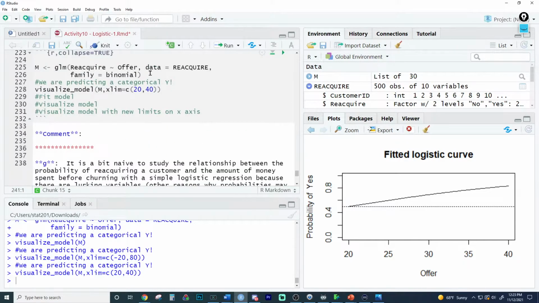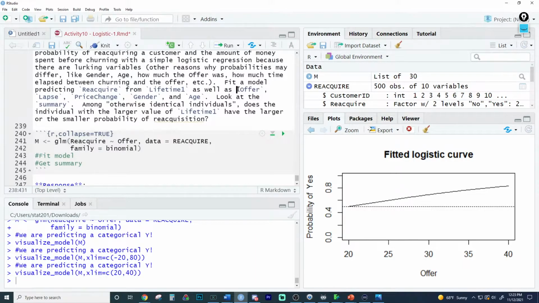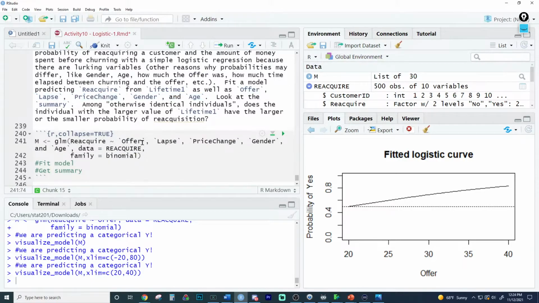Let's go grab our model. We've already got a good bit written. And which variables do we want? We want to grab all these variables. So let's go right here, grab them. And all we're going to do is start turning these into variables to make sure we get the right ones. So we have offer plus lapse plus percent change.